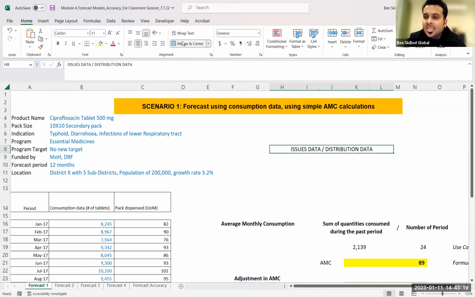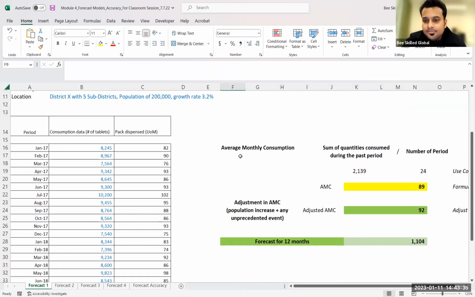But ideally, you should make an effort to collect actual consumption dispensed to users, that data from service delivery points. Okay, don't prepare forecasts based on issues data. Okay, now, so we have the data.